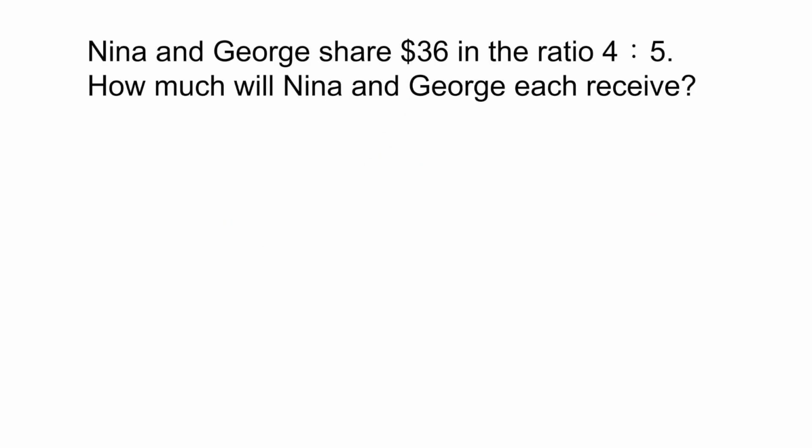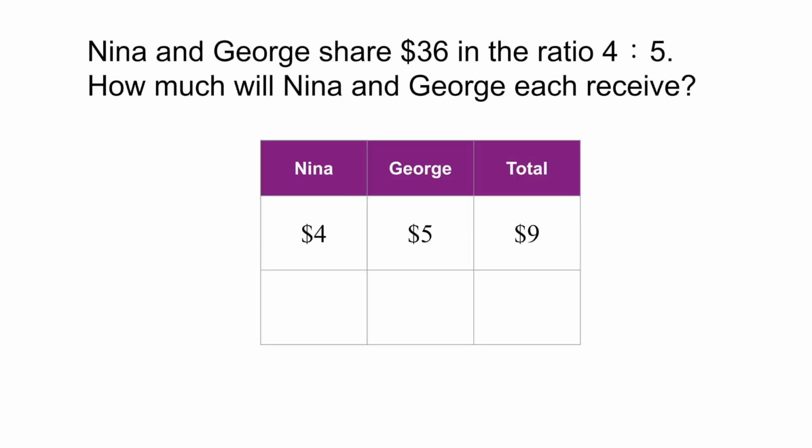Consider the following example. Nina and George share $36 in the ratio 4 to every 5. How much will Nina and George each receive? The ratio of 4 to 5 has 9 parts, but we want to share $36. The multiplier from 9 to 36 is 4, so we multiply all parts by 4 to get $16 for Nina and $20 for George. Proportional reasoning is a critical skill for our students, with applications far beyond the classroom.